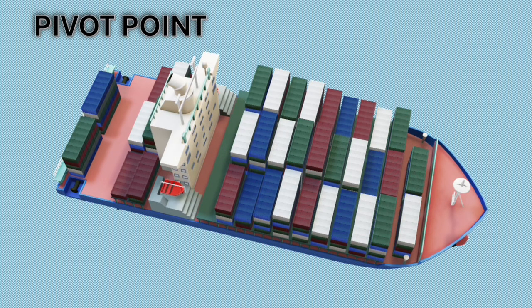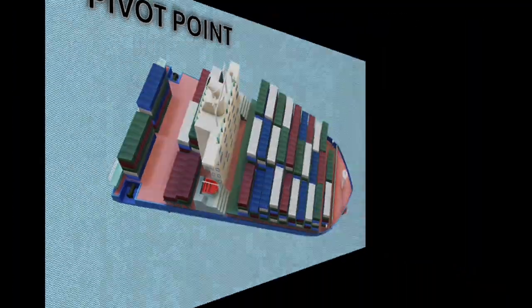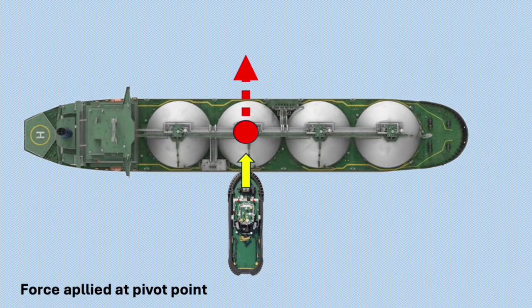When the ship is moving astern, the pivot point also moves astern, about 0.25 to 0.33 of the ship's length from the aft end of the ship. Understanding of pivot point location is crucial for successful ship handling. The reaction of the ship to an applied force depends on where this force is applied in relation to the pivot point.